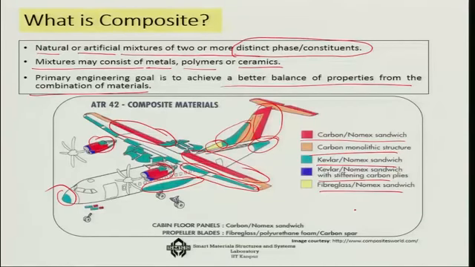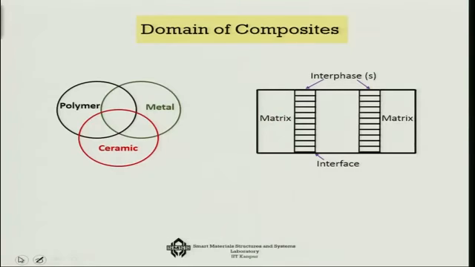In some aircraft, as much as 60% of the aircraft structure is replaced by composite materials. What is the domain of these composites? I told you it's a domain of mixing of polymers, metals and ceramics. So all these interaction domains are the composite domains.